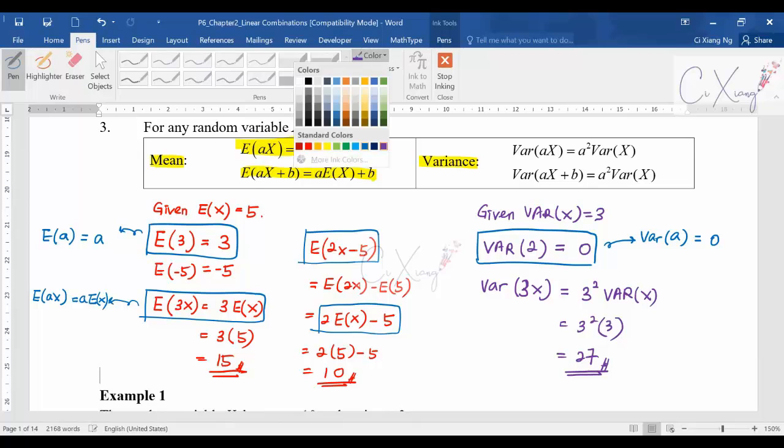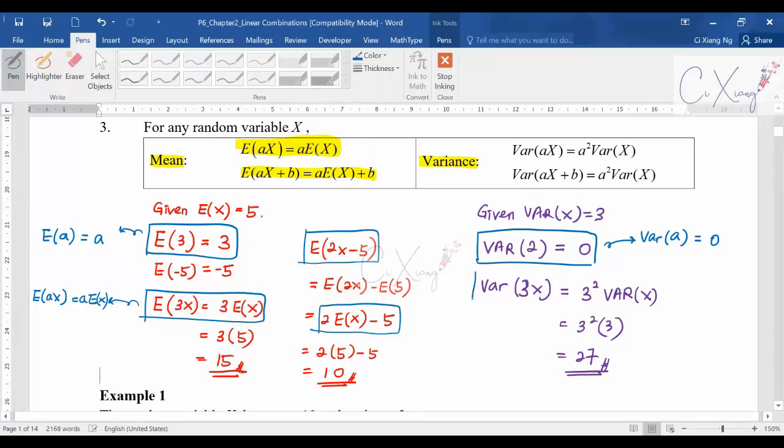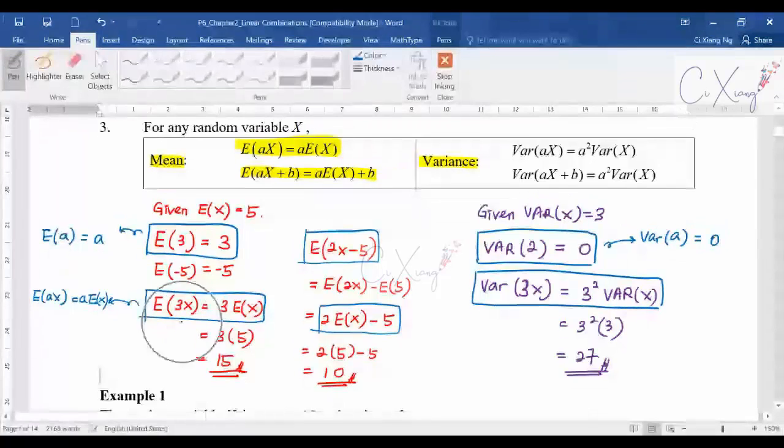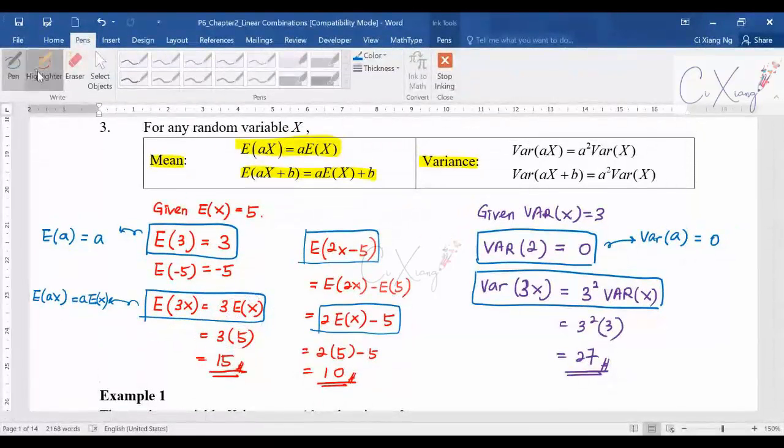Okay, so again, I want you to make a simple comparison between the variance and the mean. So for the mean, when you want to take out the 3, you just take out the 3 straight away. Nothing special. Just take out the 3 and then multiply the EX with the 3.